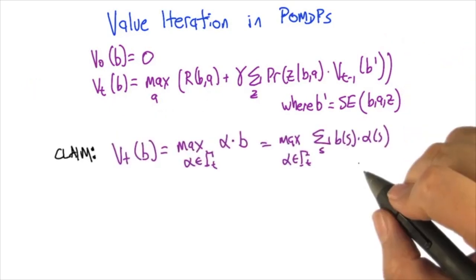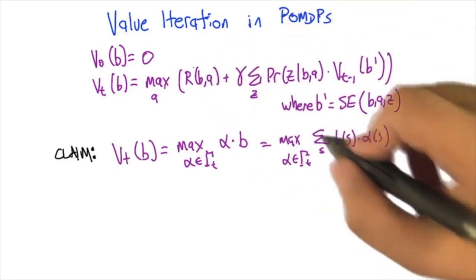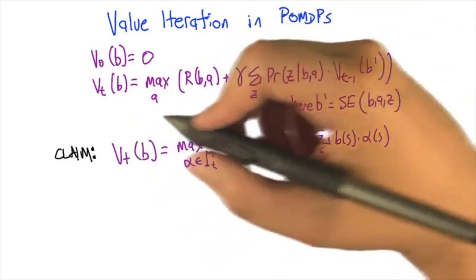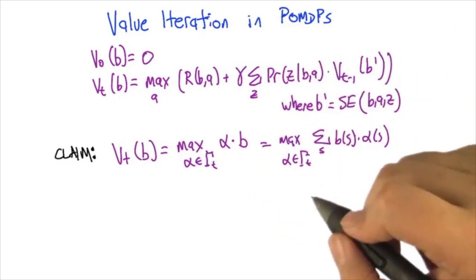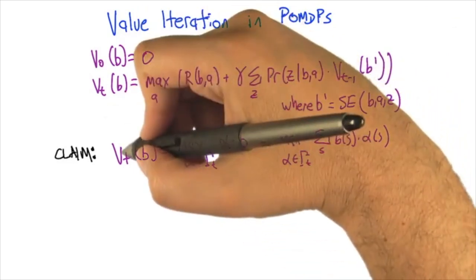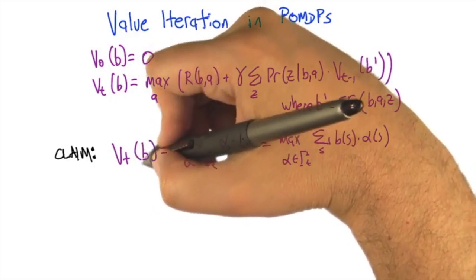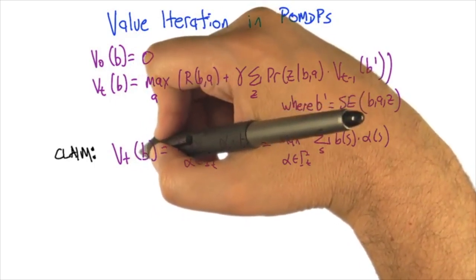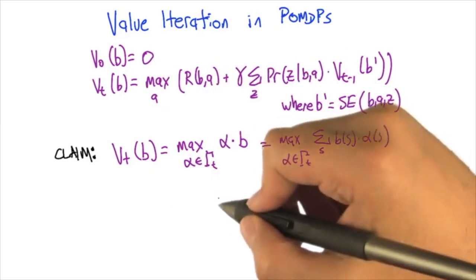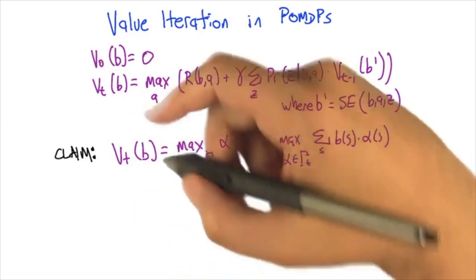It's beautiful, really. This is how we're going to jump from the infinite to the finite. We're going to make a claim, and the claim goes like this: that for all t, the value function at time step t over all belief states b, this is over the infinite set of possible belief states, can be written in a finite way.